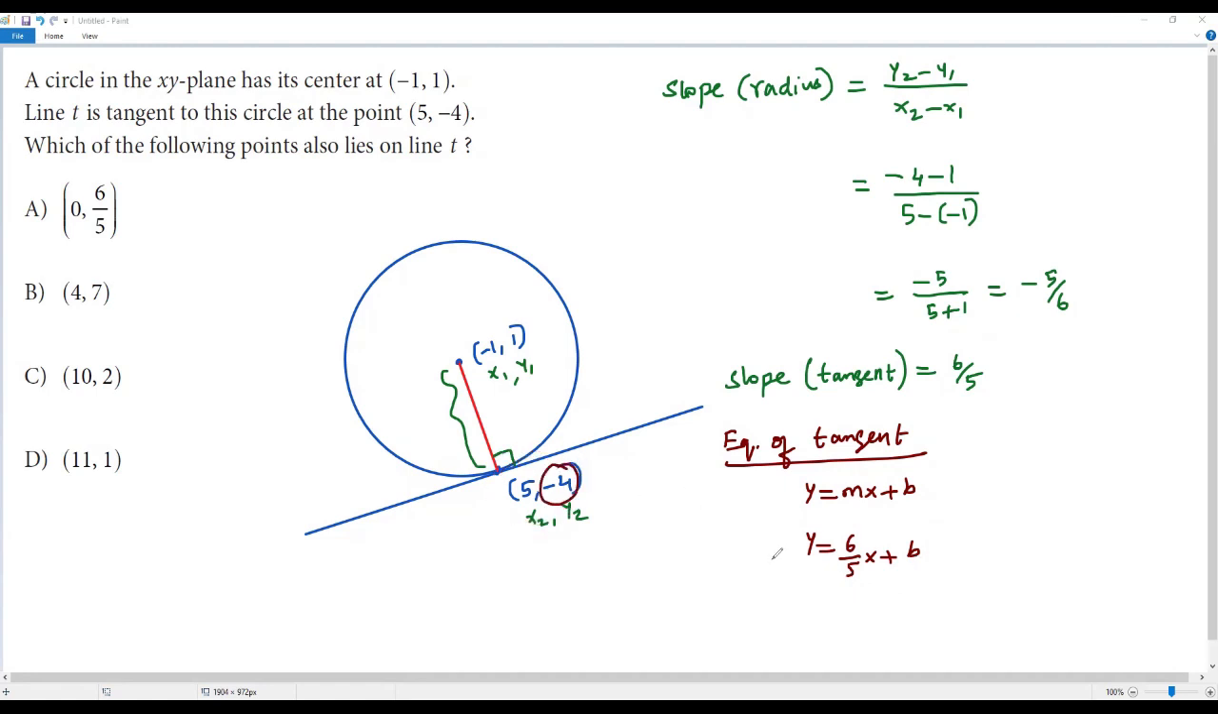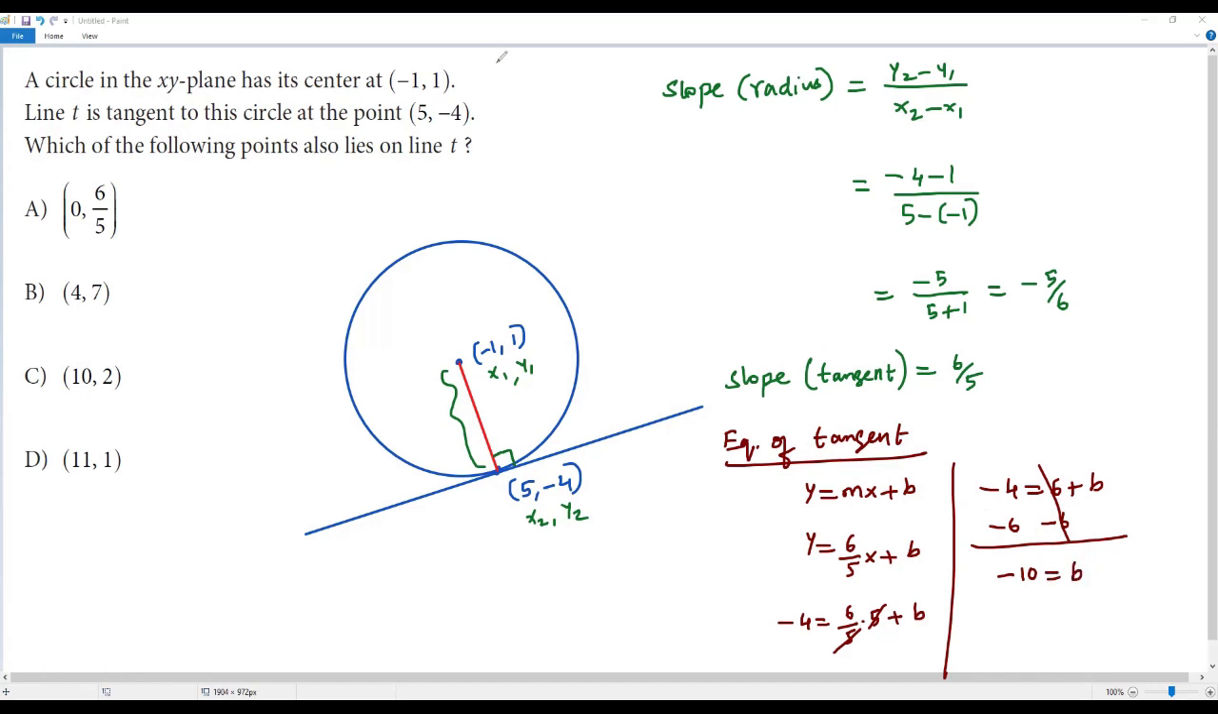Okay, let's plug in this y coordinate -4 for y over here, and the x coordinate 5 for x over here, plus b. This 5 will cancel out. We get -4 equals 6 plus b. Let me subtract 6 from both sides to solve for b. So positive 6, -6 will cancel out. When I combine the two numbers over here, I'm getting -10. On the right side we have b. Here I got the value of b, that is -10.